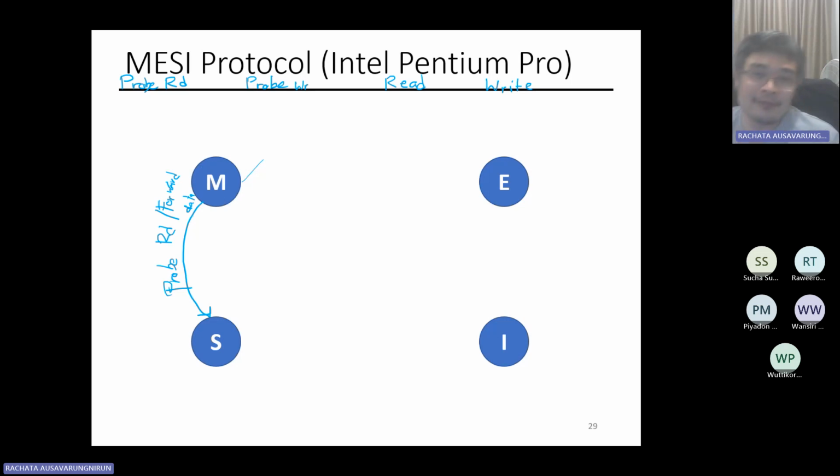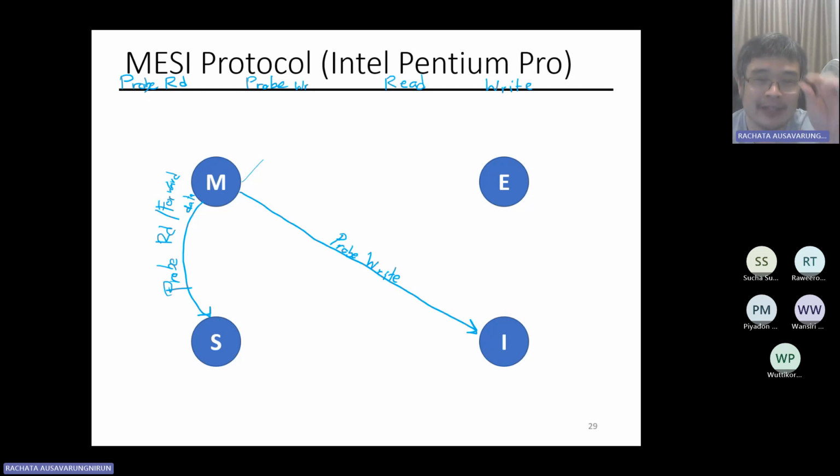If someone else is writing, I go directly to invalid because whatever copy I have in my cache is not valid anymore. So if you probe write, do we have to forward the data over? No, because that guy just updated the data. It's not valid anymore. Okay.